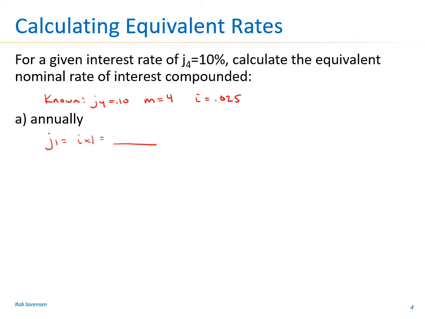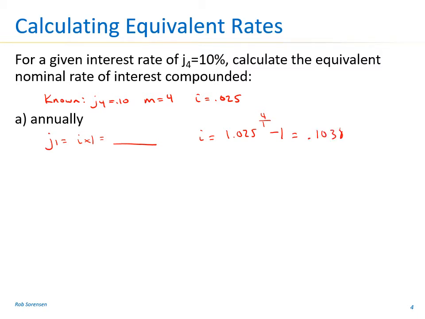What's that going to work out to? Well, let's see. I is equal to the 1.025. I got that from up top. Raising it to the power of, I started with quarterly, I want to end up with annual, so 4 over 1. Subtract 1.